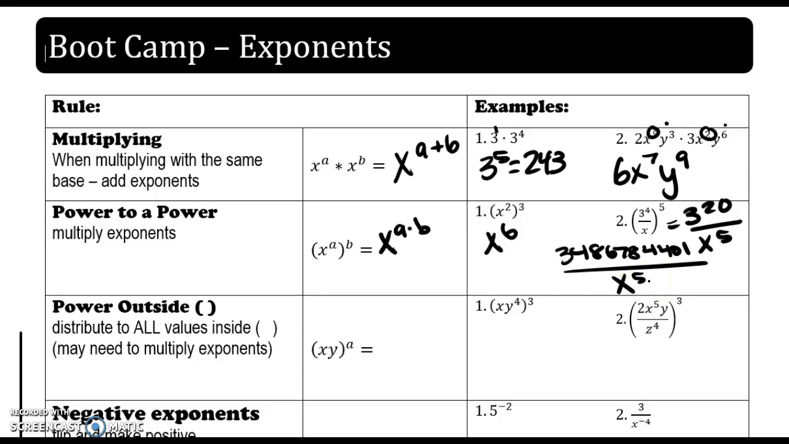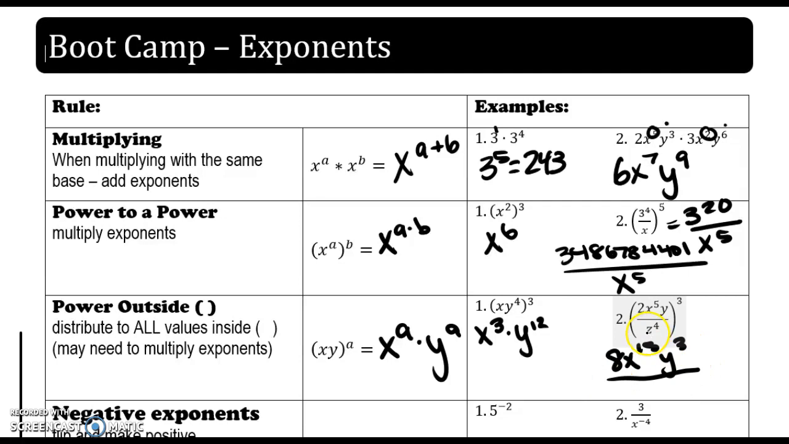Power outside, distribute to all values inside the parentheses, and you may need to multiply some exponents. So xy to the a is x to the a times y to the a. So over here, this 3 gets distributed to everything inside. So this is x to the 3rd power, y to the 4th to the 3rd is y to the 12th, and you are finished. Number 2, 2 to the 3rd is 8. X to the 5th to the 3rd is x to the 15th, and y to the 3rd follows. And then z to the 4th also gets raised to the 3rd power, so that's z to the 12th.